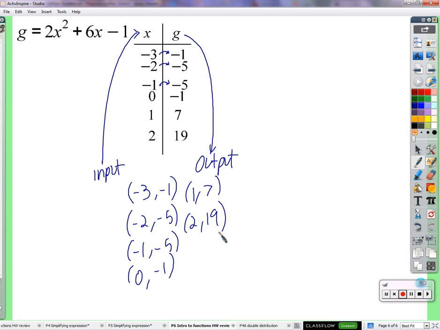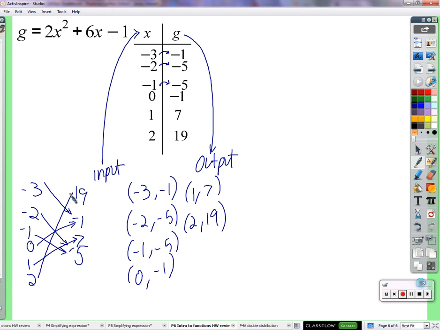You could keep track of it in a really strange way where we put all the inputs that we use over here, and we put a bunch of outputs over here. Negative 5, negative 7, negative 1, 19. And then we can just go like this with negative 3 goes to negative 1. Negative 2 goes to negative 5. Negative 1 also goes to negative 5. 0, negative 1, 1, 7, and 2, 19. Any way you can think of to tell me what this input gets turned into, what output it gets turned into, is another way that we can represent a function. Now, this is a less common way to represent functions just because it's crazy and messy.